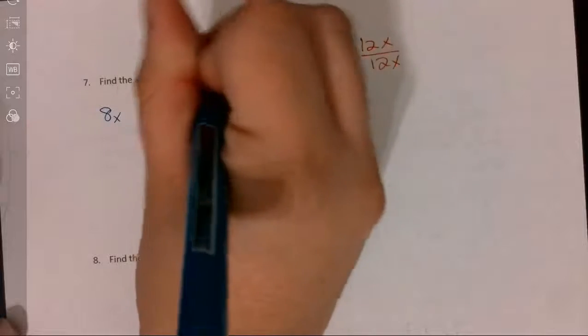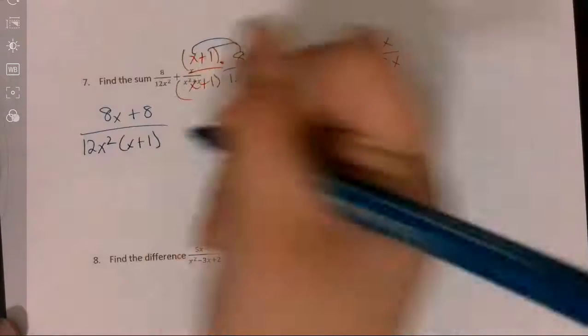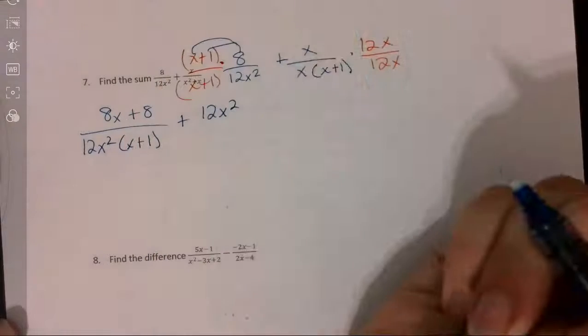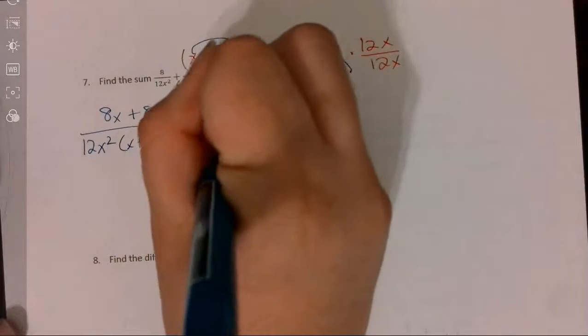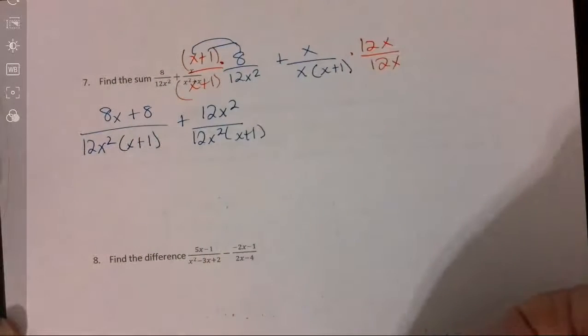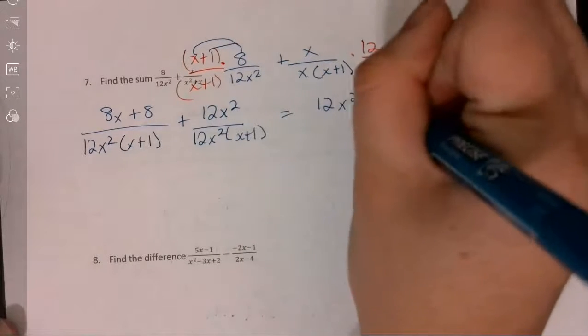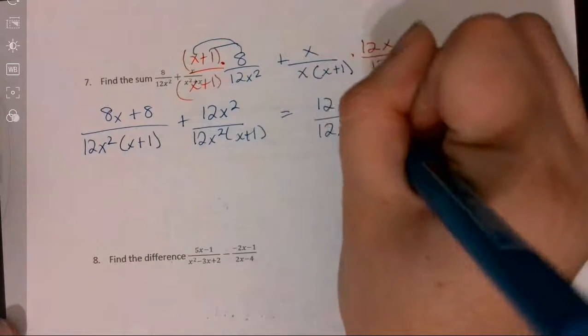On my numerator for the first one, I get 8x, and then I get 8, over 12x squared times x plus 1. On the second one, I get 12x squared. That's weird. Over 12x squared times x plus 1. Then I want to combine like terms. So I have 12x squared plus 8x plus 8 over 12x squared times x plus 1.